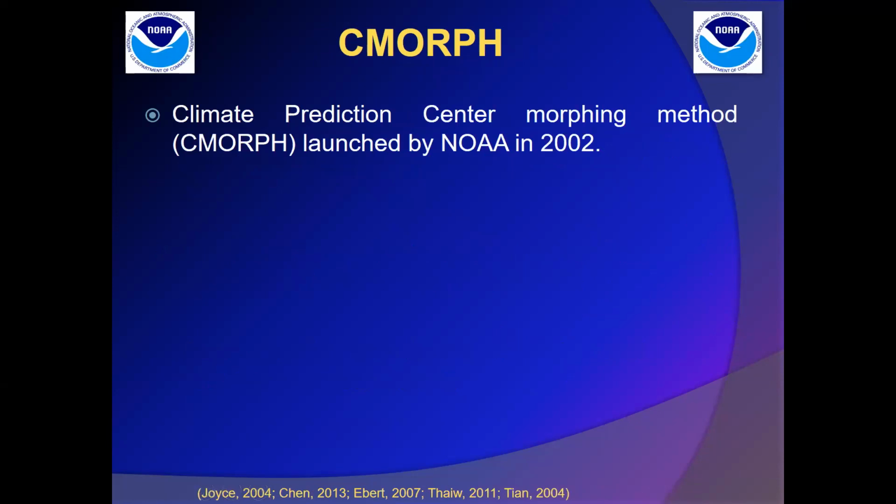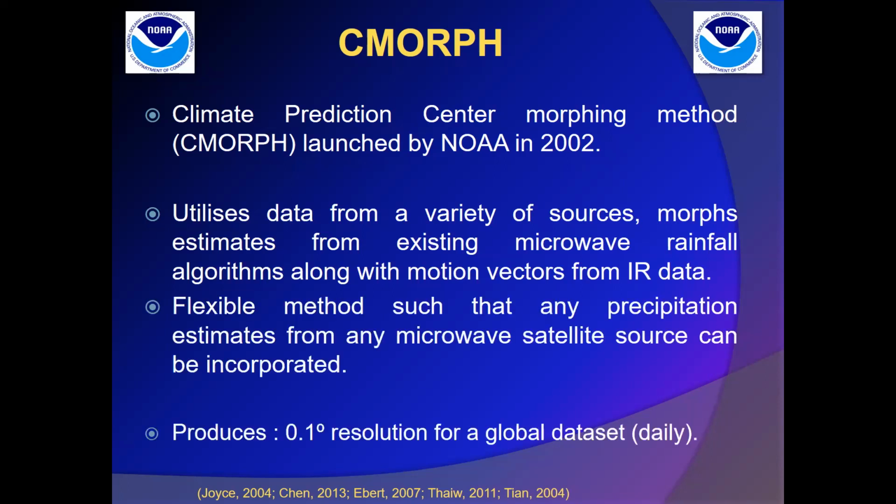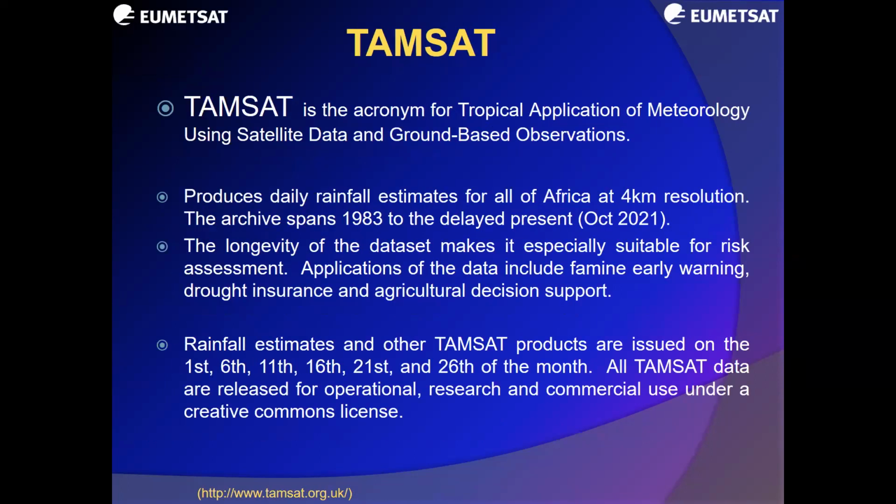Another one is the NOAA's CMORPH product, which was launched in 2002. And CMORPH is also very widely used for a variety of applications, and it's quite a flexible method using microwave satellite sources, etc., and available on a daily time step.